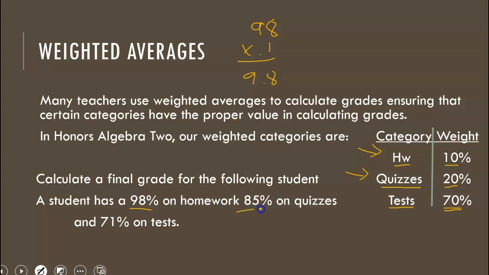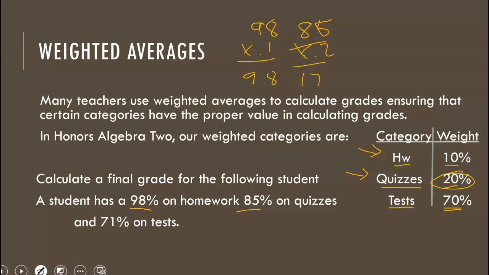Well, suppose they are getting an 85% on their quizzes. So I would take 0.85 and multiply that times 0.2. So I would take 85 times 0.2, which would give me 17. So 17 points. If they got 100% on their quizzes, they could get 20 points out of 100 from their quizzes. In this case, they got 17 of those points.